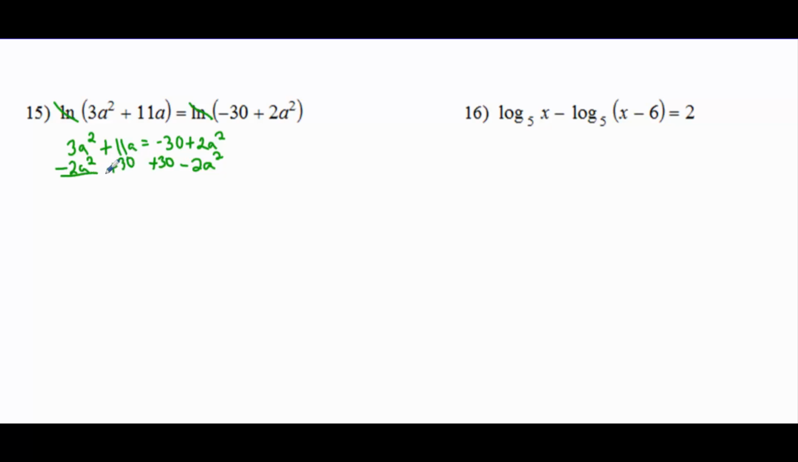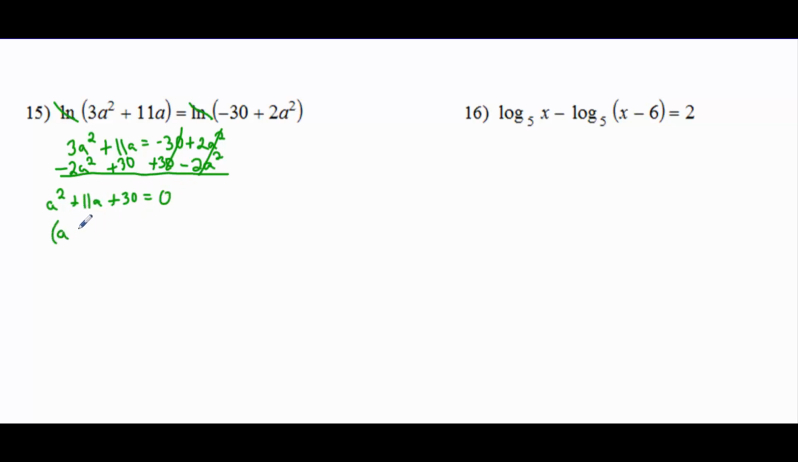Now I put plus 30 under 11a, but those won't really add together because they're not like terms. 3a squared minus 2a squared is 1a squared. And then plus 11a, and then plus 30. Now you can also use the quadratic formula to solve this if you are so inclined.